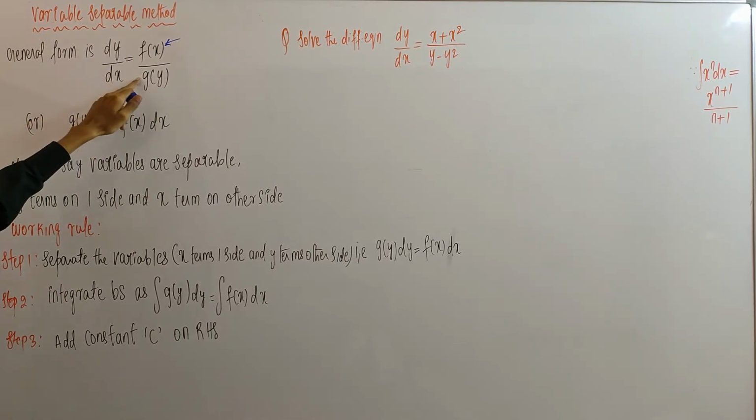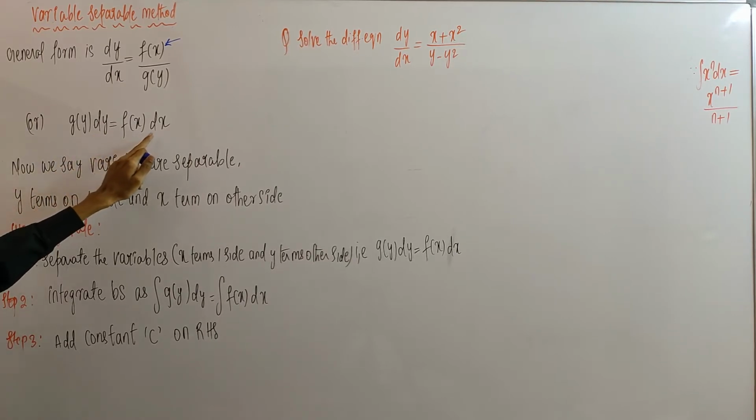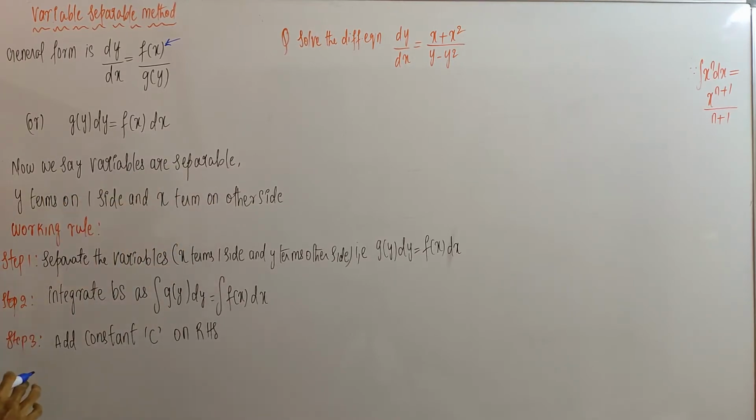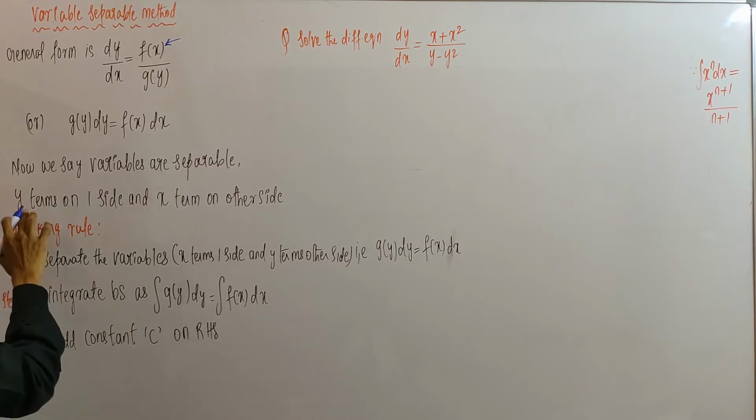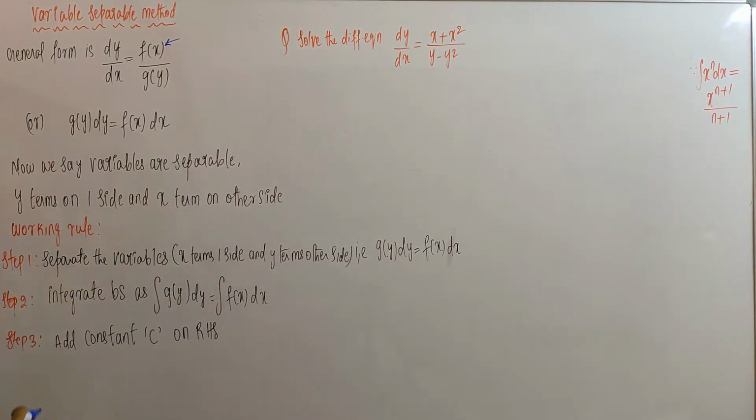Now here we have dy, here we have g of y. If I cross multiply these two, then we will get g of y into dy is equal to f of x dx, that is y terms on the LH side, x terms on the RH side. Now we say that the variables are separable. It means that x terms and y terms are separated. Y terms on one side and x terms on the other side.